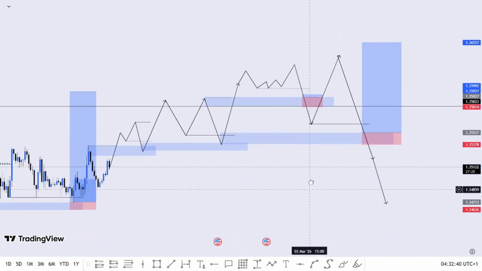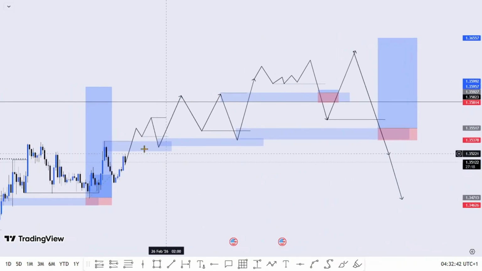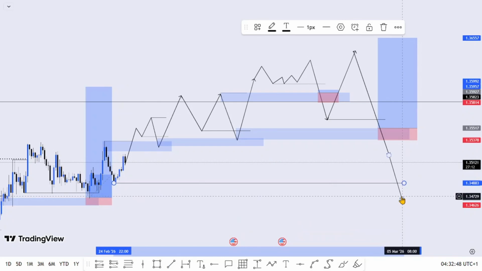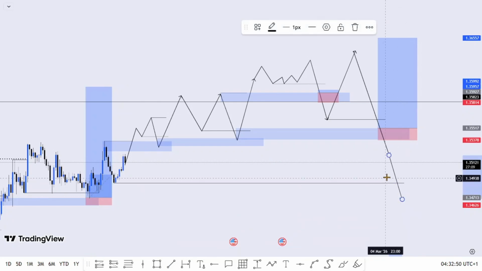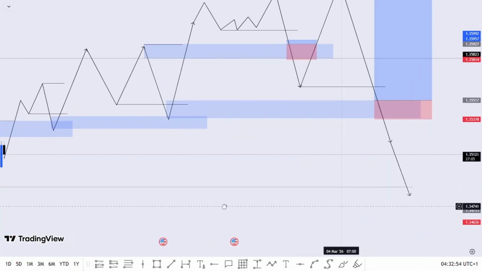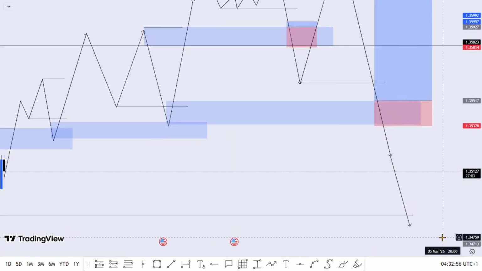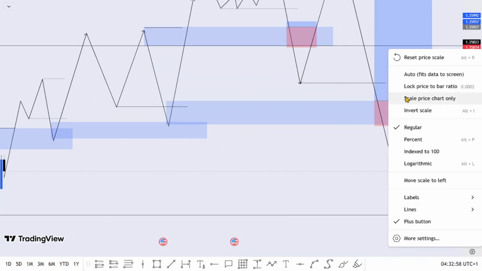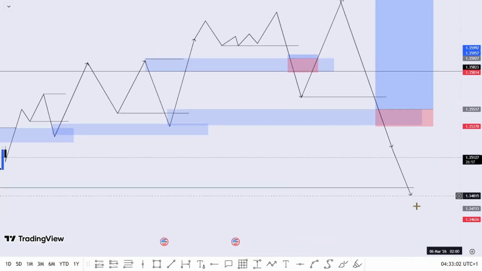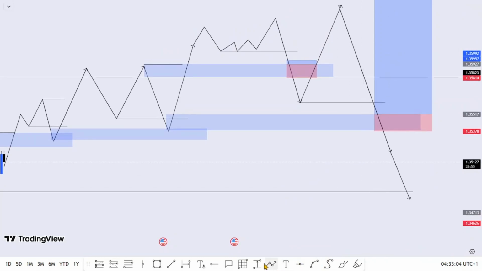In some cases, what GBPUSD will do is take out some liquidity, maybe this liquidity at this point, take out this liquidity and now give me a market structure shift. I forget the setting. But let's say it does this now. Now wait for my market structure shift at this point.